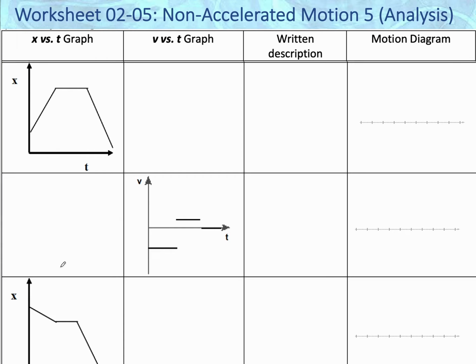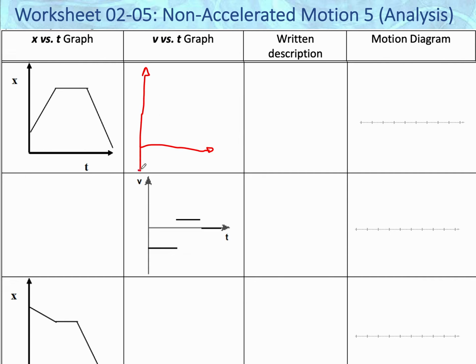All right, worksheet 5. If you have it, you can take a quick look at this one. I want to spend a little time with this one because it is a little challenging. What you're doing here is, given a position versus time graph, trying to figure out a few things on this one. So what would this one look like?